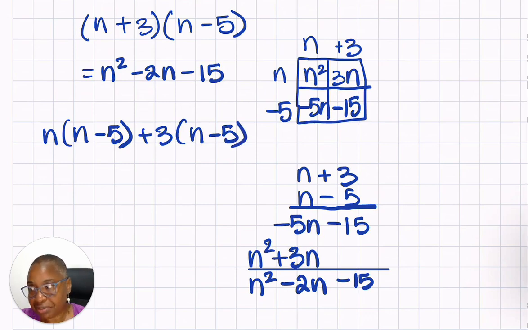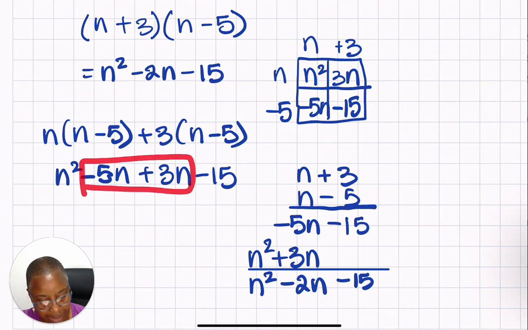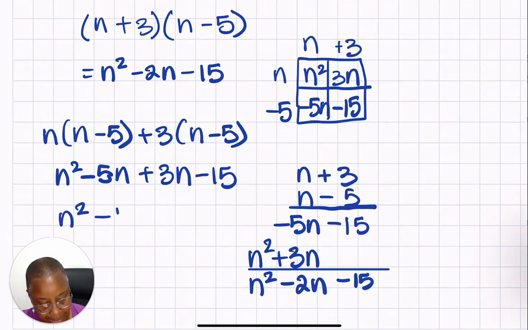We have already reviewed how to multiply this out, yes? It's going to be n times n, which is n squared, and n times minus 5 is negative 5n. Then plus 3n, and 3 times negative 5 is negative 15. And then I'm going to combine the like terms, right? Always simplify your work. So it's n squared minus 2n minus 15.